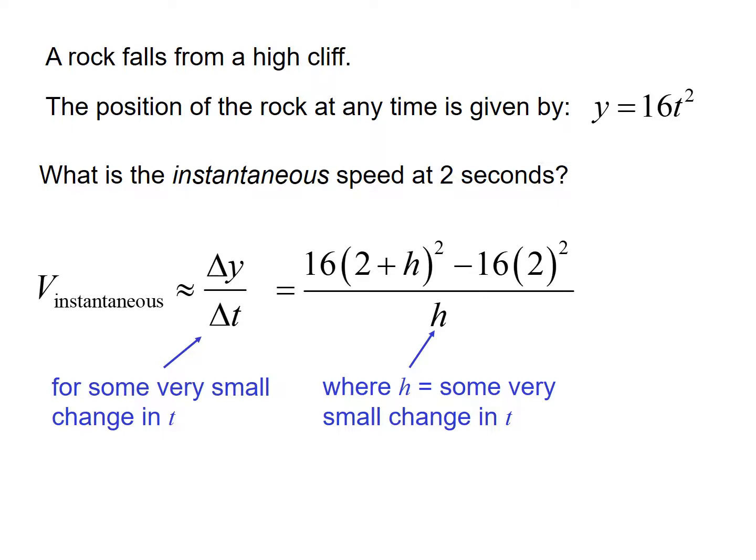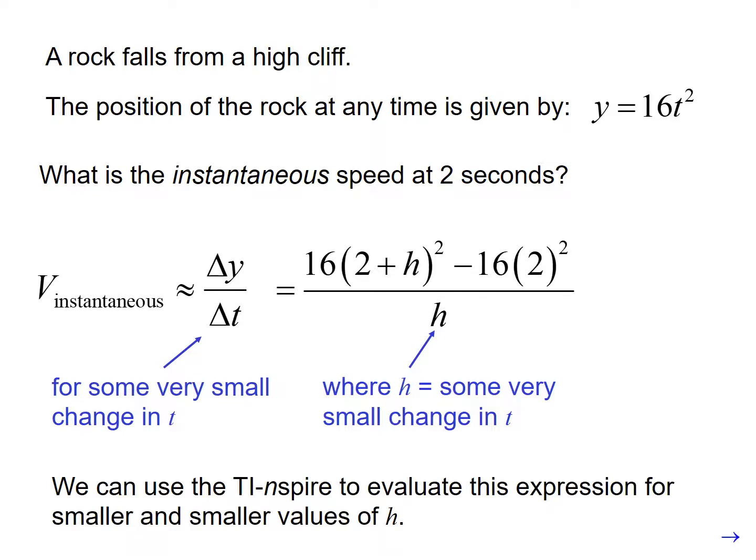And we can take our initial or our final position, which would be given by 16t squared, in this case 16 times 2 plus h, that's 2.00001 squared, minus 16 times 2 squared, all divided by our change in time, which we're calling h. And we're going to investigate this with our calculators.